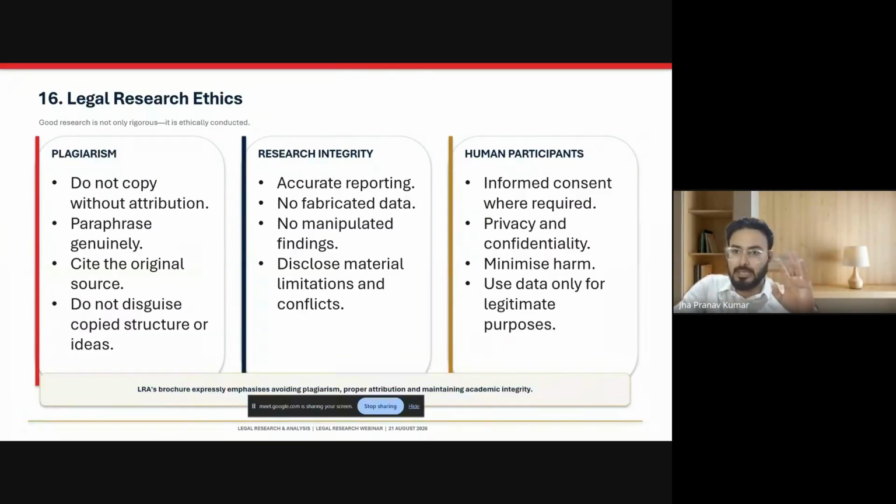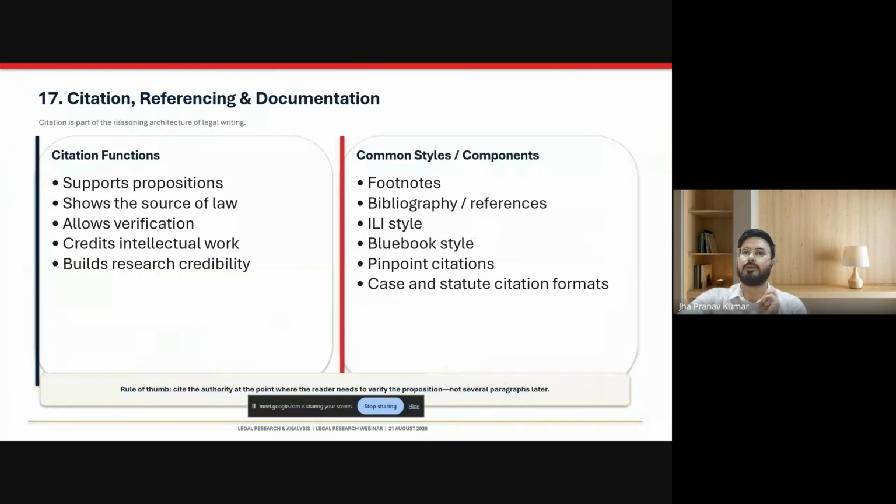There is a term called research ethics, where you cannot copy anyone else's data, and you need to cite the original source for that matter. You need to understand the aspect of research integrity. You need to have human participation. You have to take informed consent jahan jahan zarurat pade. You have to maintain privacy and confidentiality, right? So there you need to understand what sources, what data you can disclose, what you cannot disclose. You need to maintain that professional conduct as well, right?